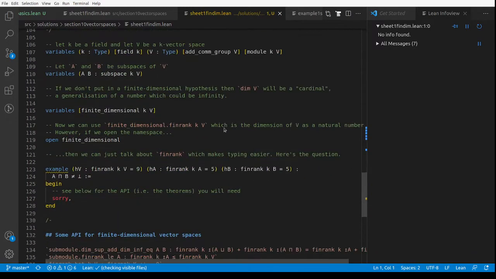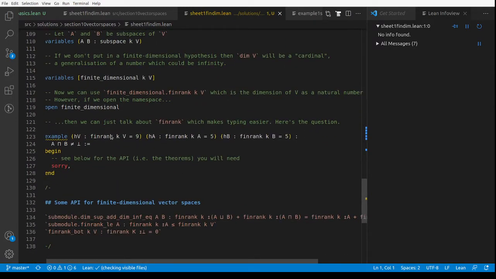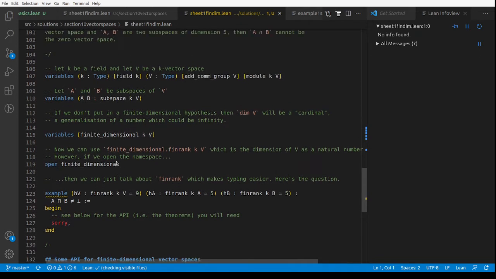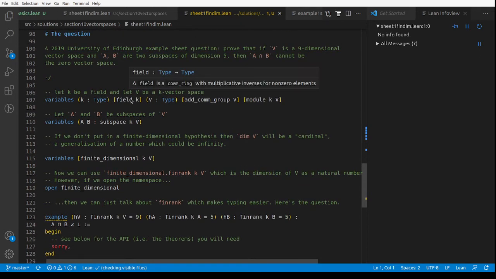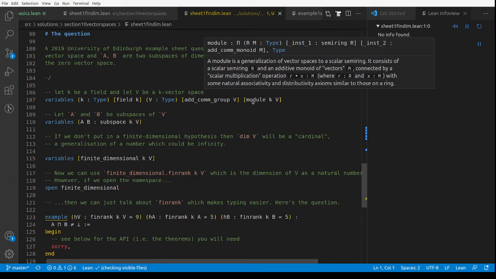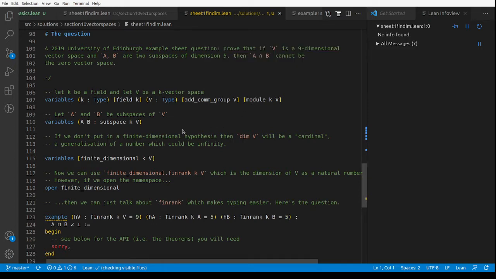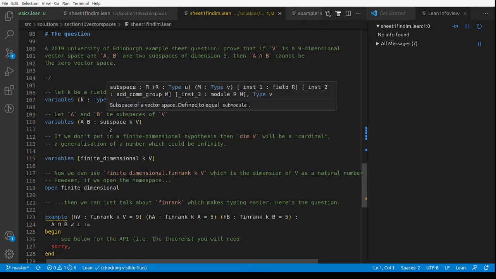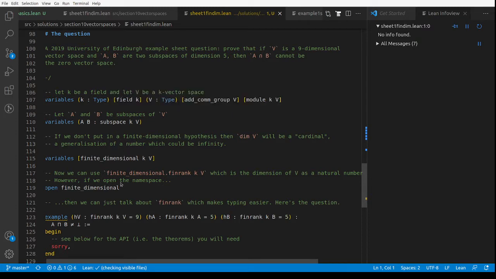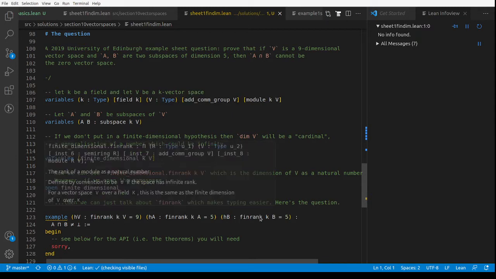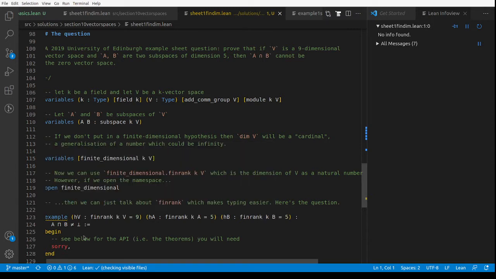And what does it say? It says that if I've got a 9-dimensional vector space, so what are the variables? K is a field, V is a vector space over K. Note that we call that Module K V. That should be fixed really, but still. If A and B are subspaces of this space V, and V is 9-dimensional and the subspaces are both finite dimensional, then the claim is that their intersection can't be the zero space, and this is the bottom of the lattice of subspaces.